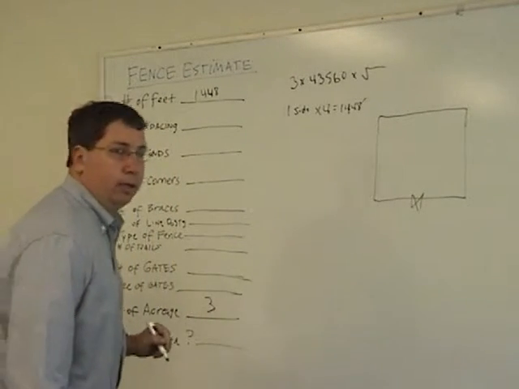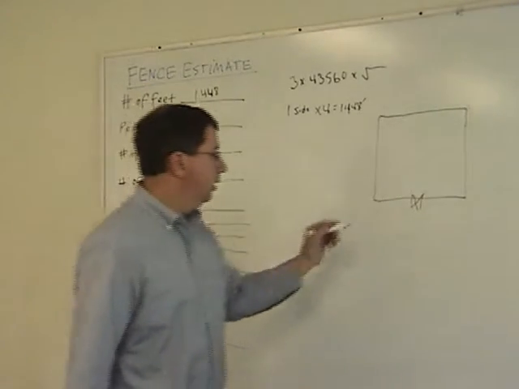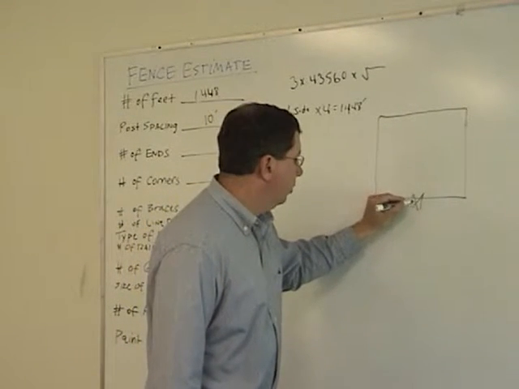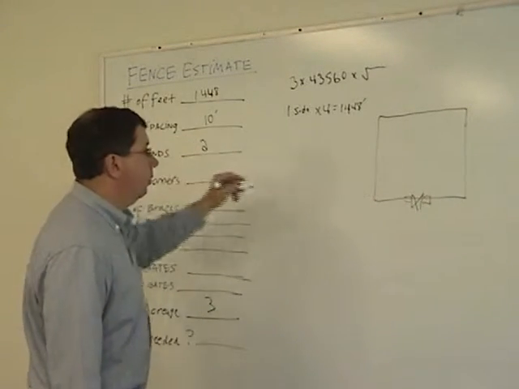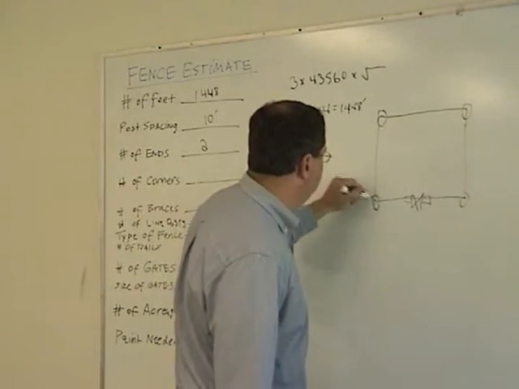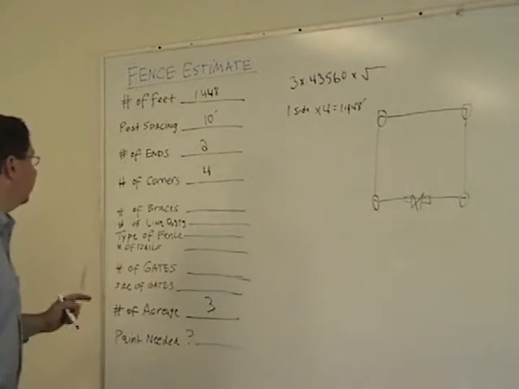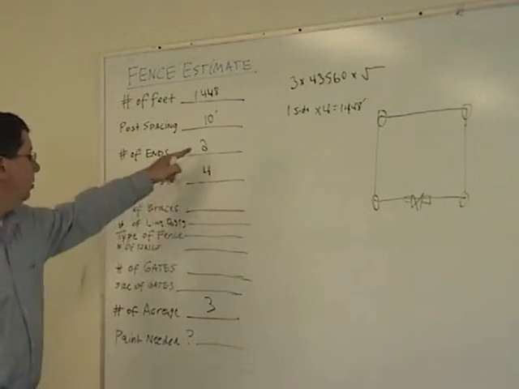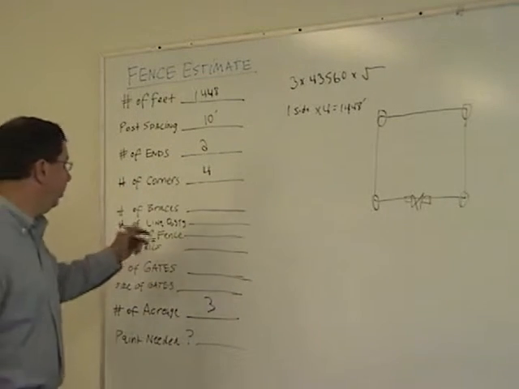Okay, my post spacing, I'm going to do 10 foot on this estimate. My number of ends, I've got my gate opening here, so I've got an end here, and I've got an end here. So I've got 2 ends. The number of corners, I've got 1 here, 2, 3, 4 corners. The number of braces, I take my ends times 1 and my corners times 2, so I got 2 ends, that's 2 braces, and 4 corners times 2 is 8, so I've got 10 total braces.